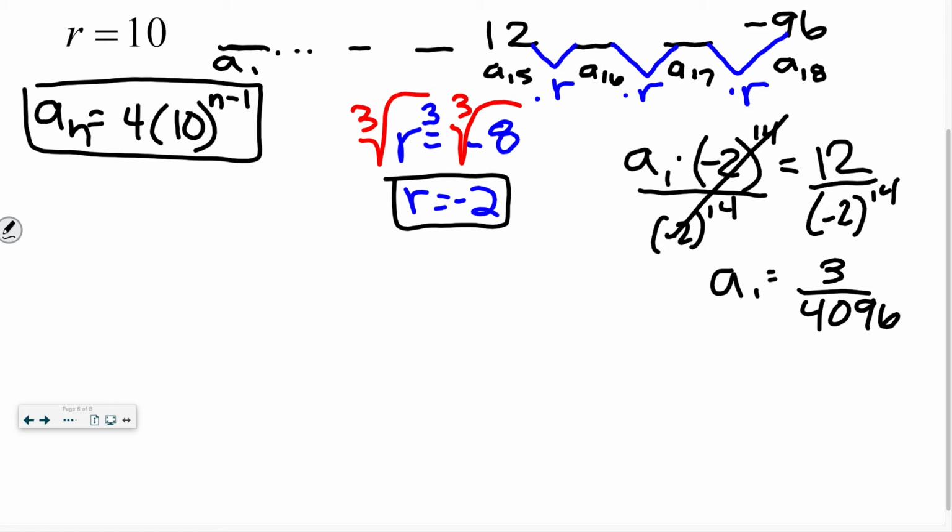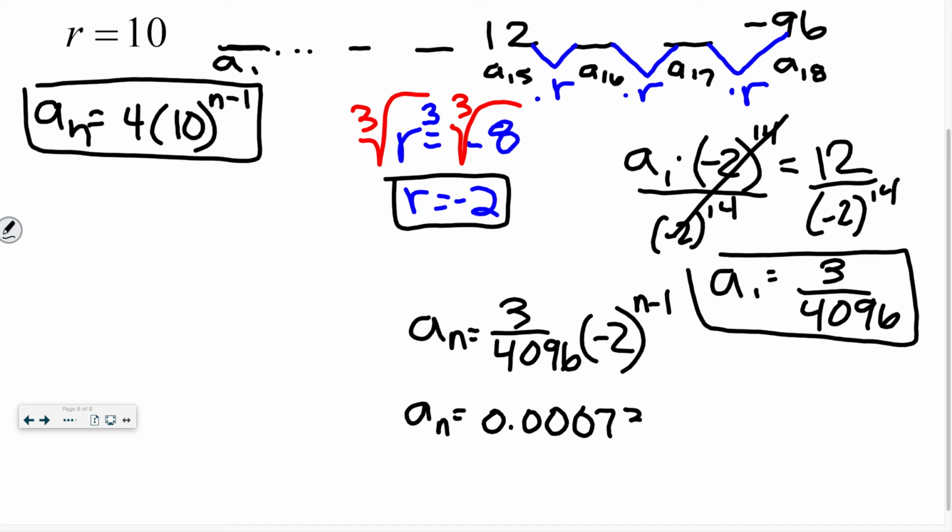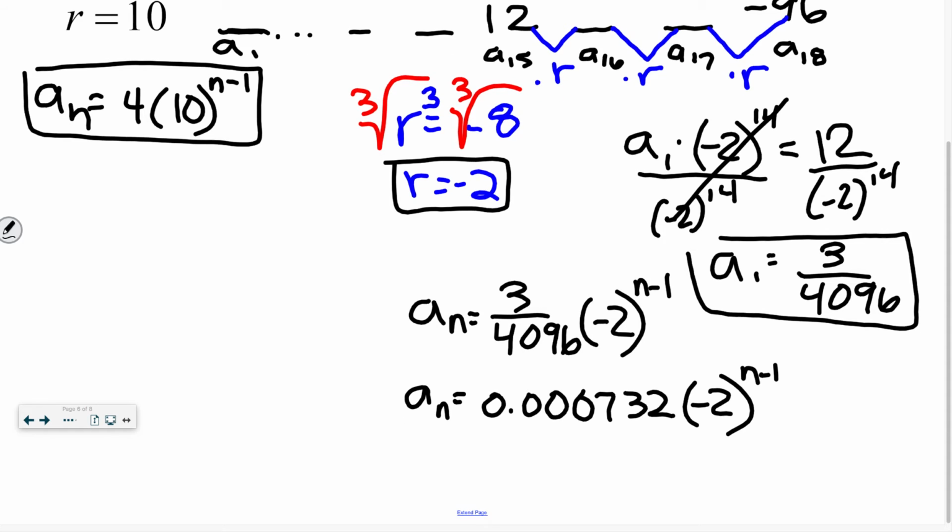And now I have a sub 1, and I have r, so a sub n is 3 over 4,096 times negative 2 to the n minus 1. Or in decimal form, it's like 0.000732 times negative 2 to the n minus 1. Is that what you got when you divided by negative 2 14 times? Yep. Okay, see, it works that way, but that's a little bit longer. This may be a little bit faster.